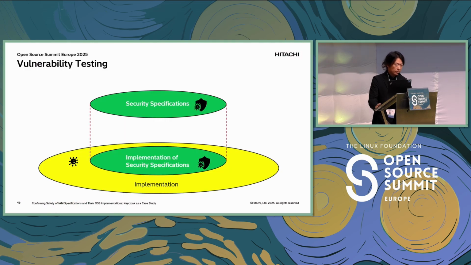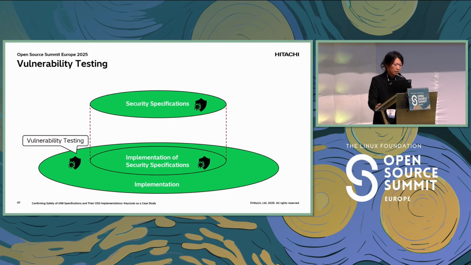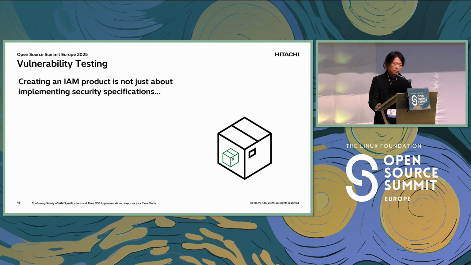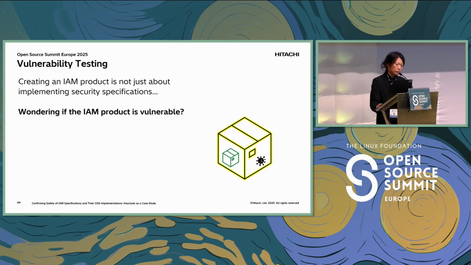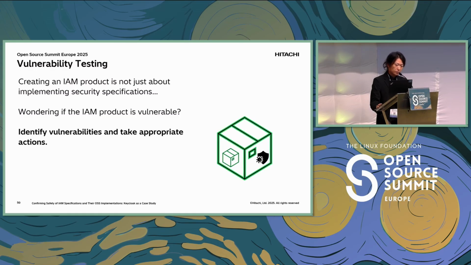Next, I'd like to talk about vulnerability testing to identify issues in the implementation as a whole. When we consider IAM open source software, we need to not only implement the specification, but also implement other parts, other software. So therefore, we need to identify and address the vulnerabilities included in the implementation as a whole.